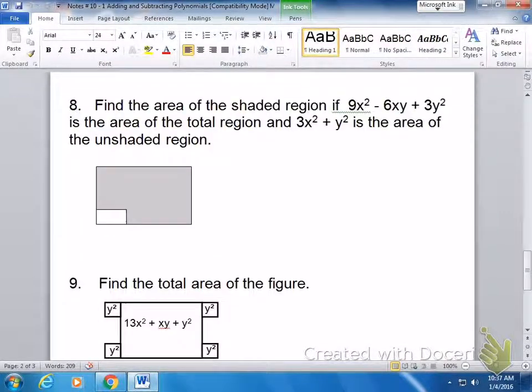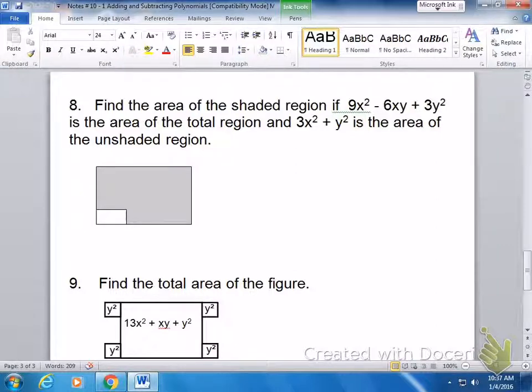Almost done. Now number 8 is a common type of problem in geometry. It says find the area of the shaded region if 9x squared minus 6xy plus 3y squared is the area of the total region. So the whole area of that rectangle is the 9x squared minus 6xy plus 3y squared. And they want us to take out the 3x squared plus y squared. That's the area of the unshaded region.